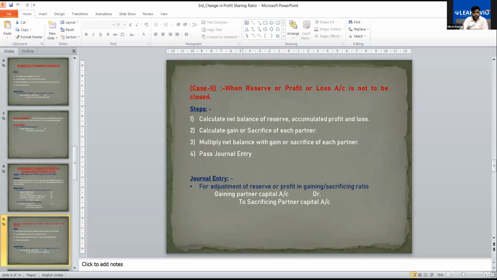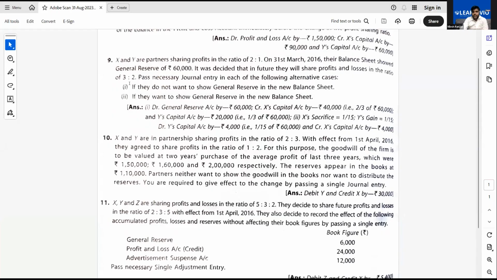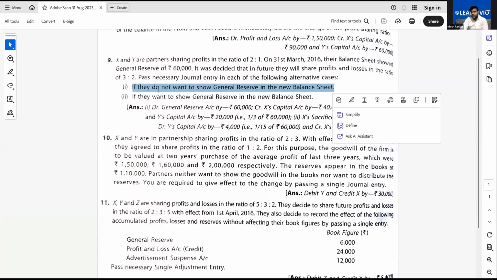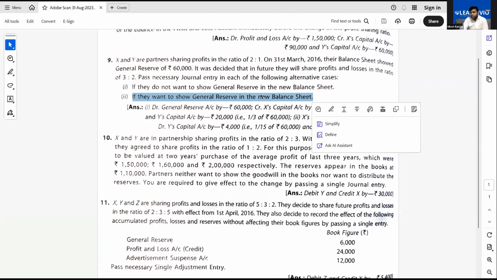Now you can see in question number 9, it is saying if they do not want to show general reserve in the balance sheet, means they want to close the account. And if they want to show general reserve in the balance sheet, means they do not want to close it. So in this question, both cases are there. So yes, it can be given in the question. Please take the screenshot.